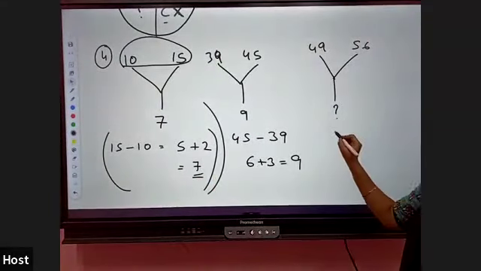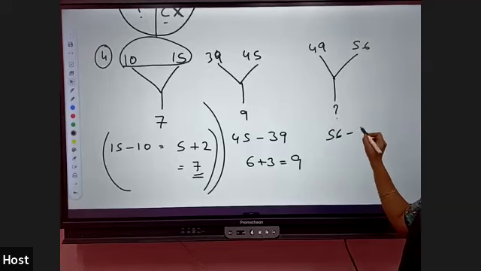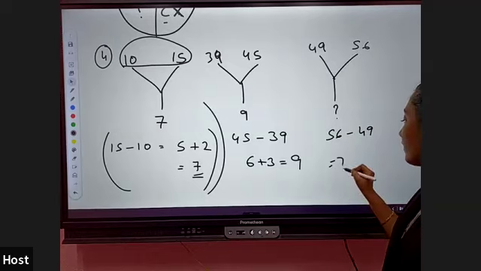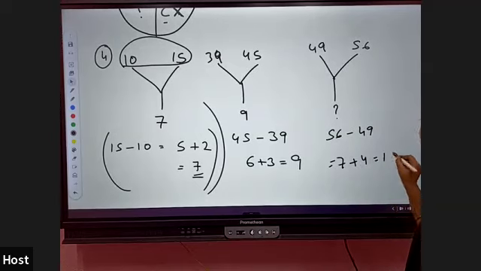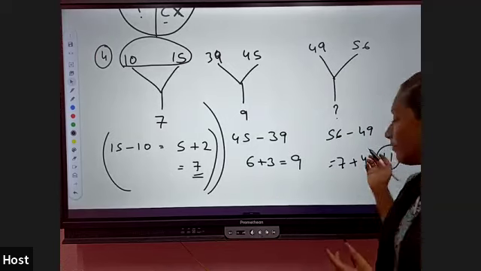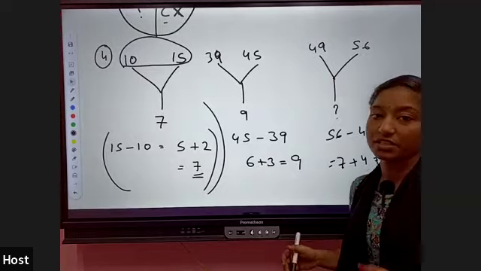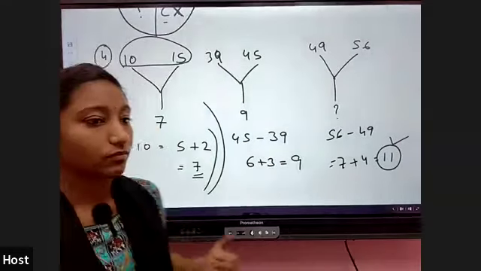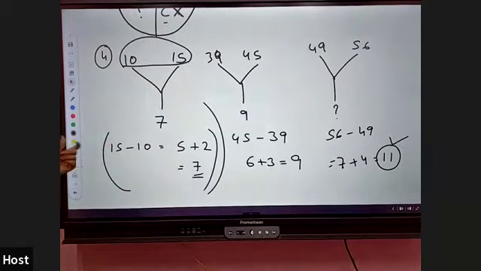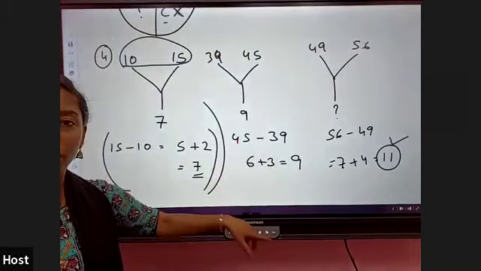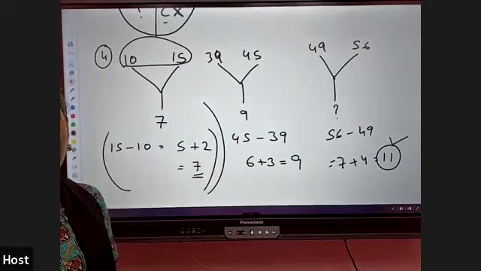Okay. 56 minus 49 equal to 7. 7 plus 4, 11. So, 11 is the answer. For this, we did the subtraction and also addition. So, two operations we used at a time. So, subtraction plus 2, subtraction plus 3, subtraction plus 4, we did that. So 11 is the answer.